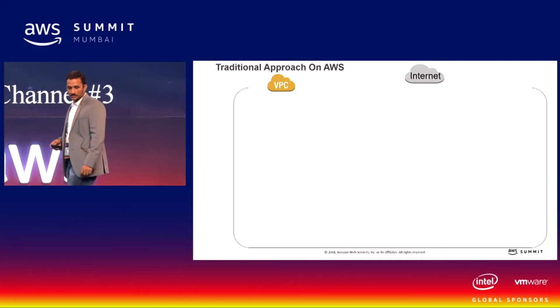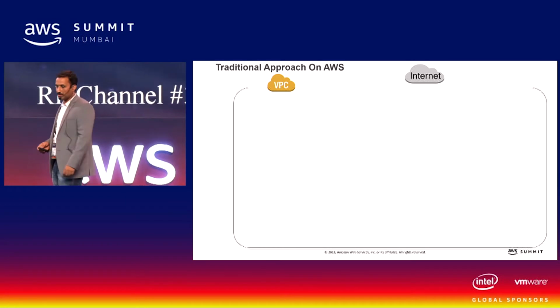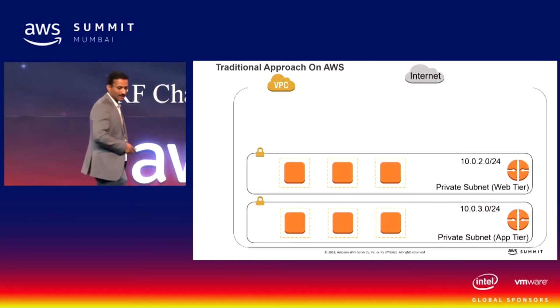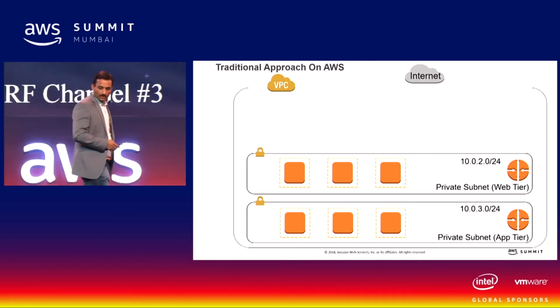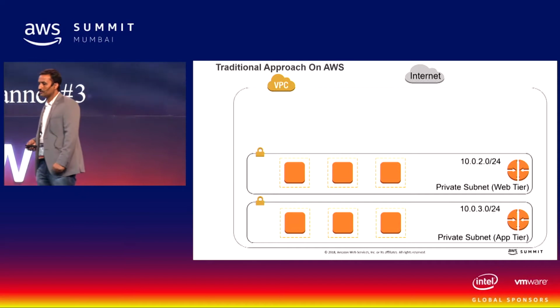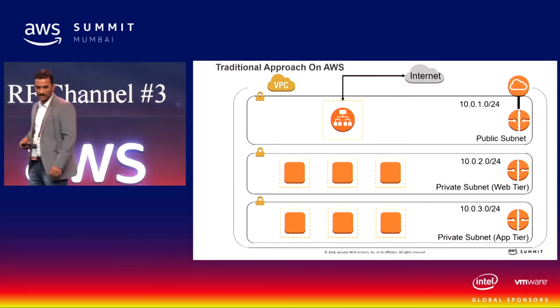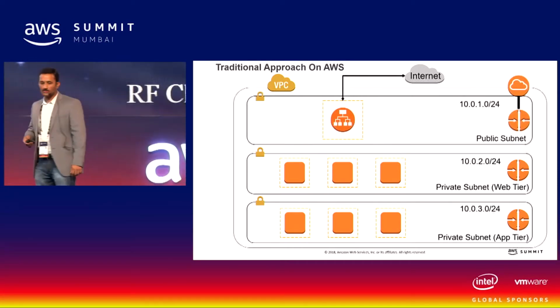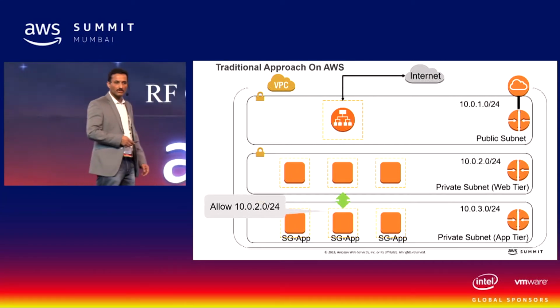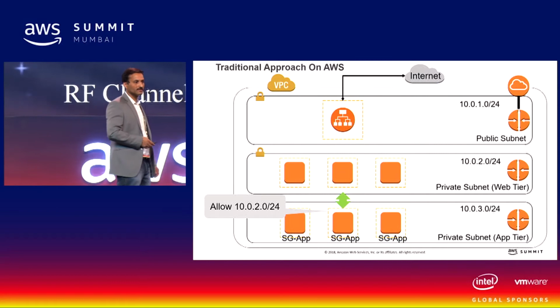So if you look at the traditional approach on AWS, you will create a private subnet, you will deploy web applications in there, and then you would deploy another private subnet where you have your web servers running on it, and a public subnet where your load balancer is running and connected to the internet. And then you will apply security groups around each of these layers, right?